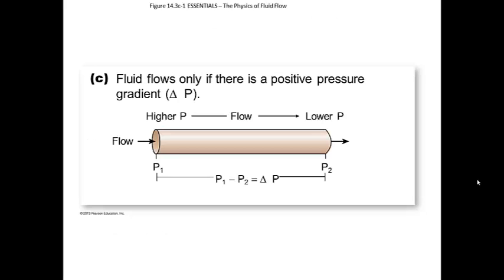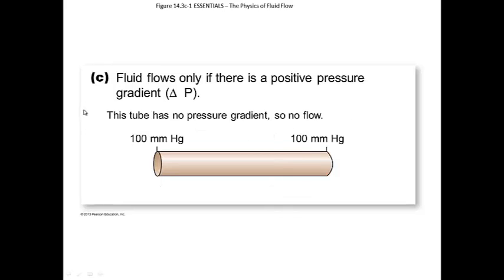And as you can see here in this diagram, we'll have flow moving from an area of high pressure towards an area of low pressure. And the difference in those pressures is going to be that delta P, that's going to be your gradient. Now, in this example here, we can put some specific numbers here.